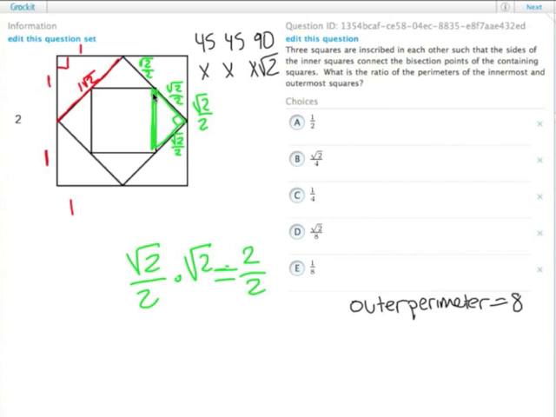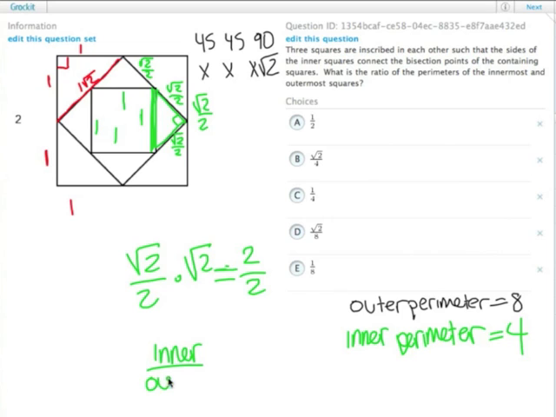So the sides of the inner square are each 1, and the inner perimeter is 4 times 1, or 4. And what we're being asked for is the innermost to the outermost as a fraction, or as a ratio. Inner over outer, and therefore the inner over outer, 4 over 8, is a ratio of 1 to 2. Answer choice A.